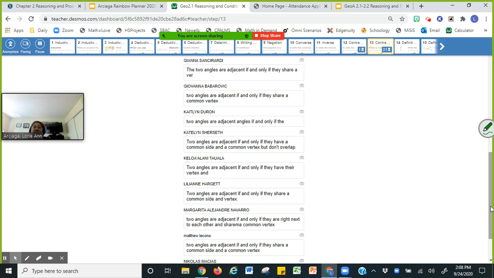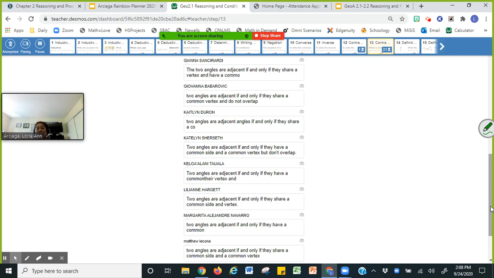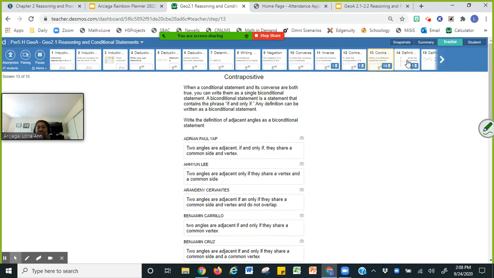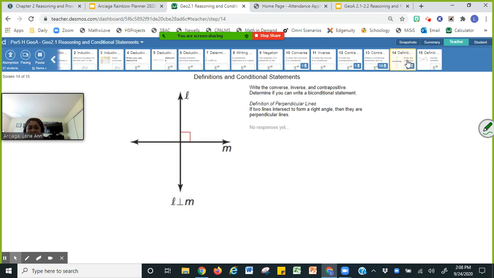Awesome, Caitlin. Two angles are adjacent if and only if they have a common side and a common vertex but don't overlap. You can also include that or they're non-overlapping. You can also write that in a different way. Let's say two angles share a common side and a common vertex if and only if they are adjacent. So that's what we mean by biconditional. They could go either way. And all definitions in geometry should be biconditional.